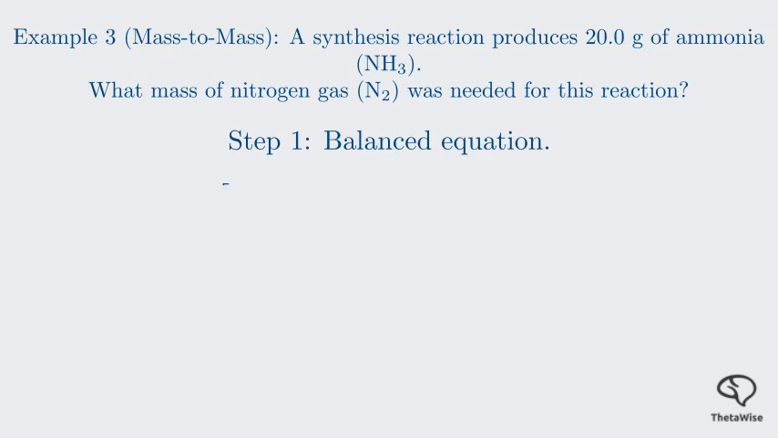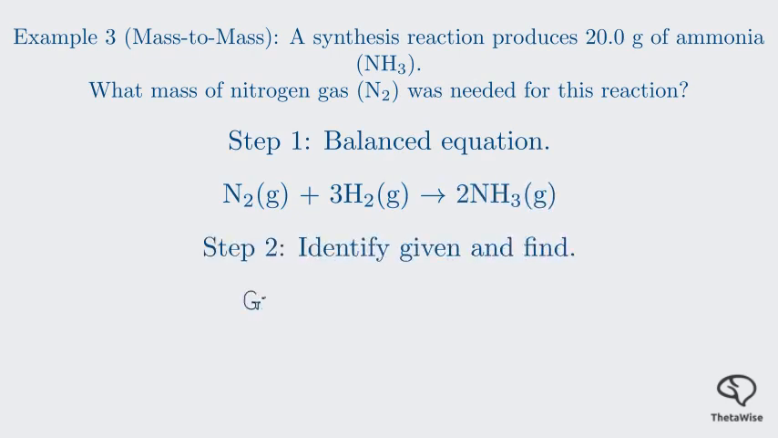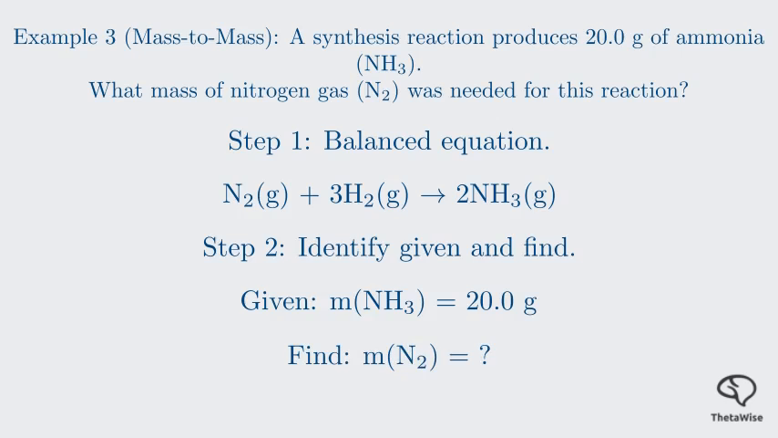Step 1. Balance the equation. The synthesis of ammonia from nitrogen gas and hydrogen gas is N2 plus 3H2 yields 2NH3. Step 2. We are given 20.0 grams of ammonia, NH3, and we need to find the grams of nitrogen, N2.